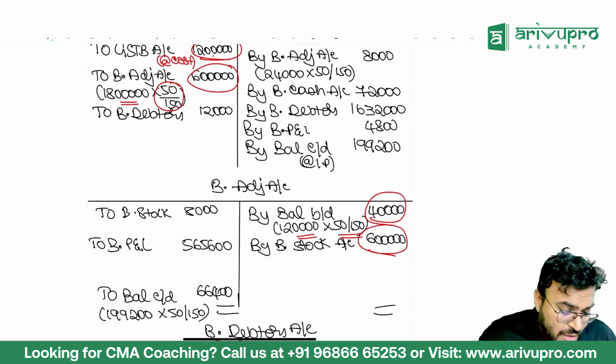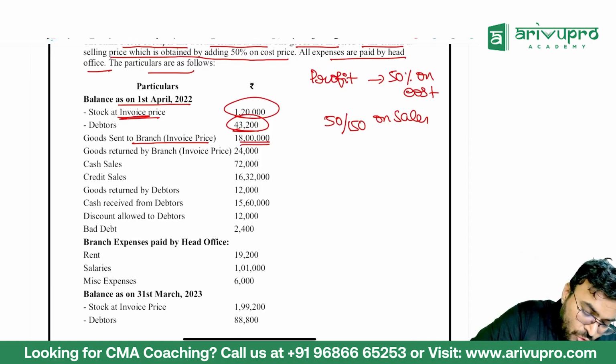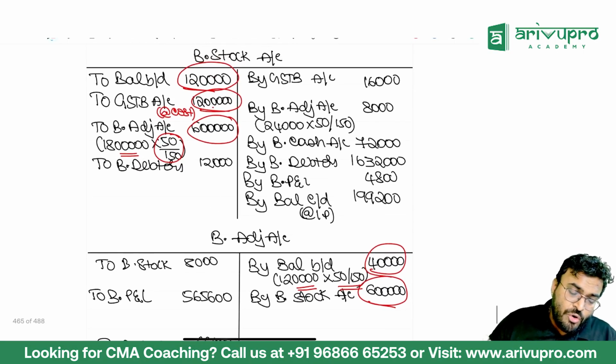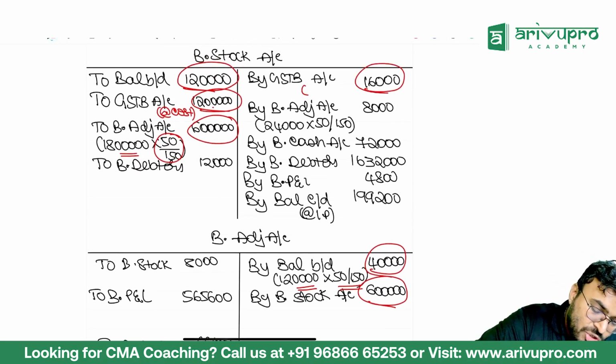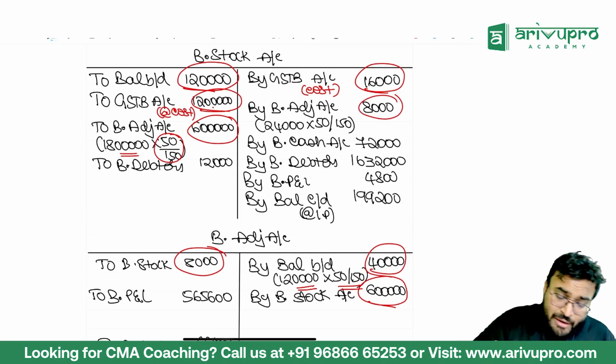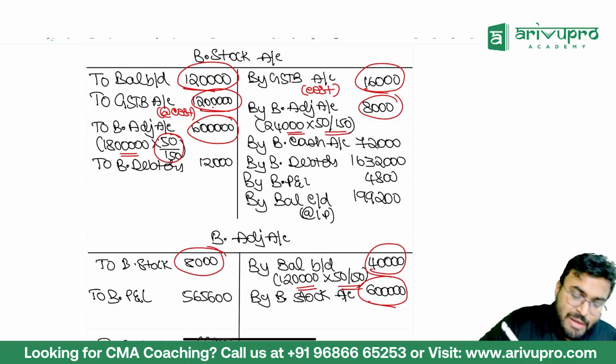Is this clear? Yes, very, very important. Goods returned by branch, at invoice price. When we are returning the goods, what are we going to do? By goods sent to branch, this should be only cost. By branch adjustment, this one is there. No, this entry over here, 24,000 into 50 by 150.